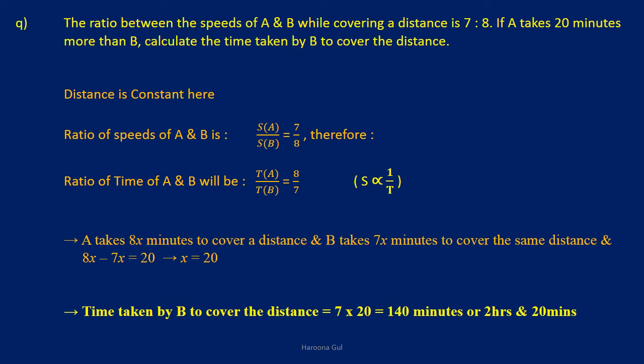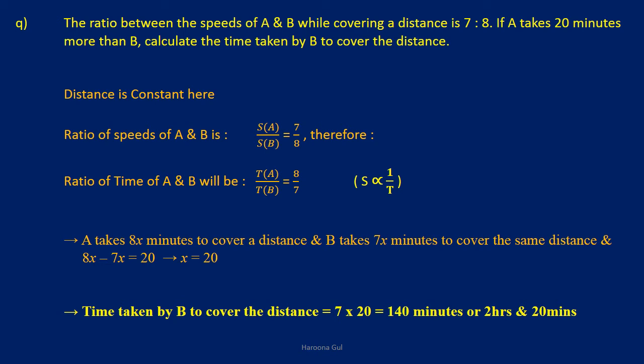The ratio between the speeds of A and B while covering a distance is 7:8. If A takes 20 minutes more than B, calculate the time taken by B to cover the distance. Now, distance is constant here and the ratio of speed of A and B is 7 to 8. We know that speed is inversely proportional to time. Therefore, ratio of time of A and B will be 8/7 or 8 to 7. Now you see, we can interpret that A takes 8x minutes to cover a distance and B takes 7x minutes to cover the same distance.